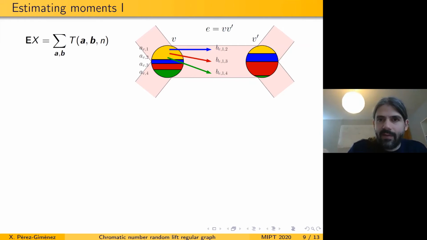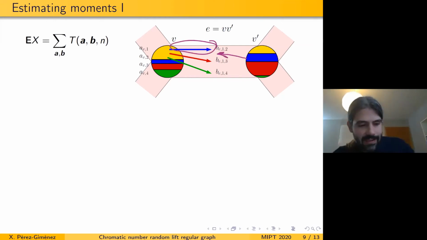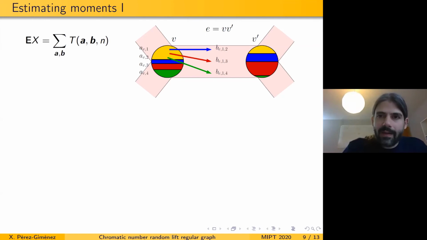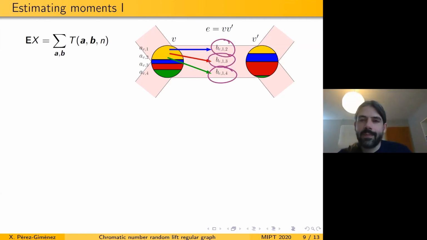And how many go from yellow to red, how many go from yellow to green, etc. Which should be the same. So the number of edges going from yellow to blue should be the same as the number of edges going from blue to yellow from the other side. And then those are the proportions, so I divide by n. So these B's tell me the proportions of edges going from yellow to blue or from yellow to red, etc.